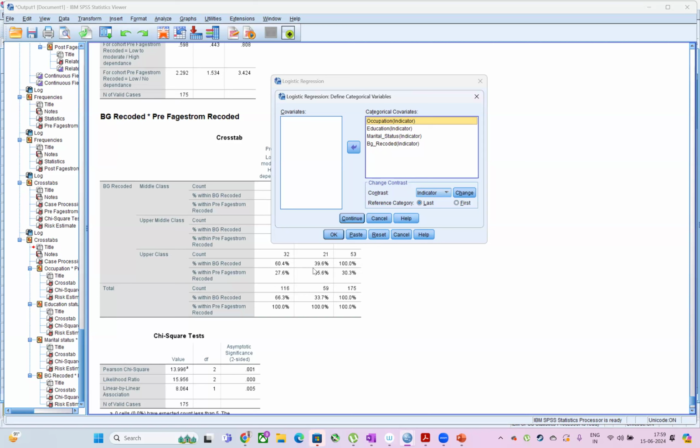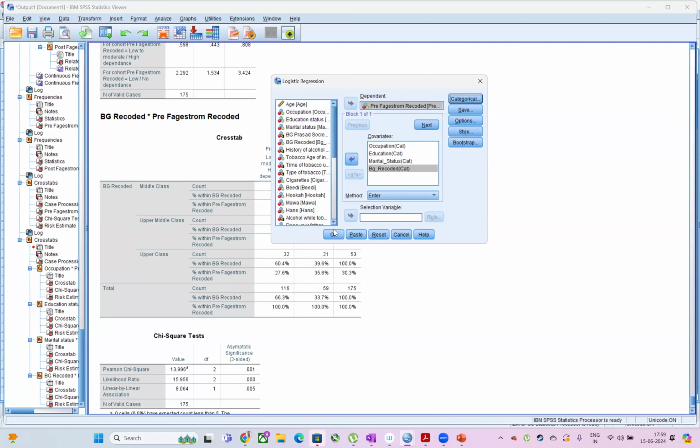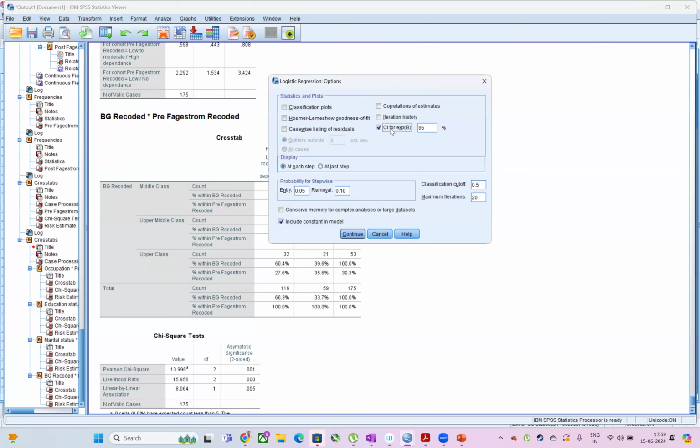So here you have to mention which is the reference category, whether it is first or last. Since I have kept upper class, the least risk, at the last, I will keep the reference category as last itself, and I will click Continue. Now in Options, I have to look for the confidence interval of the odds ratio, and I have to select the Hosmer-Lemeshow goodness of fit.